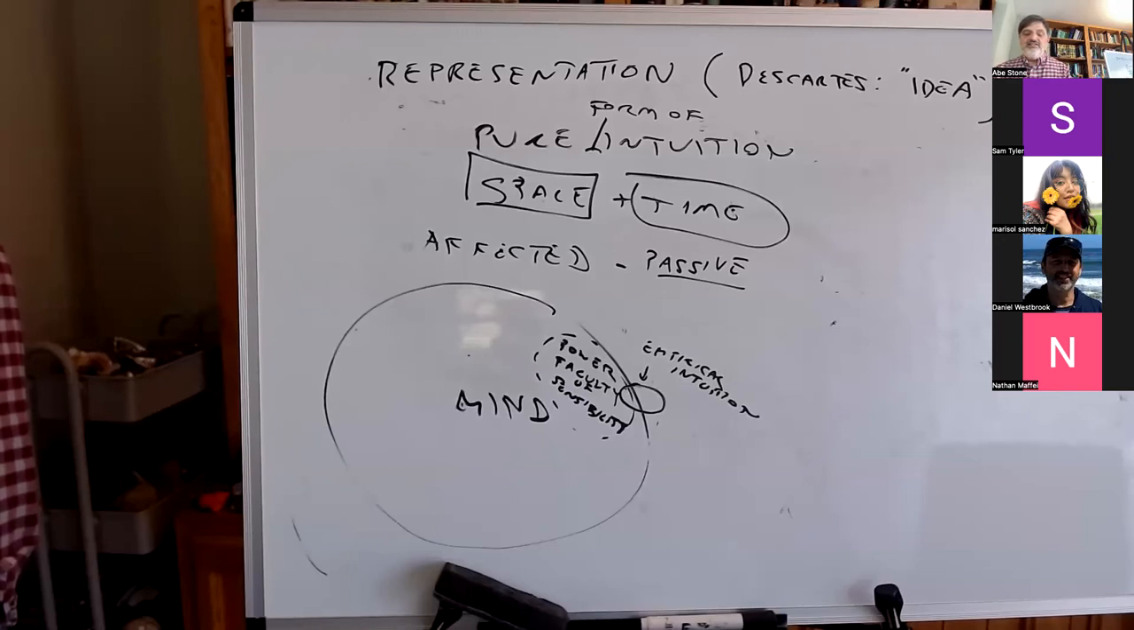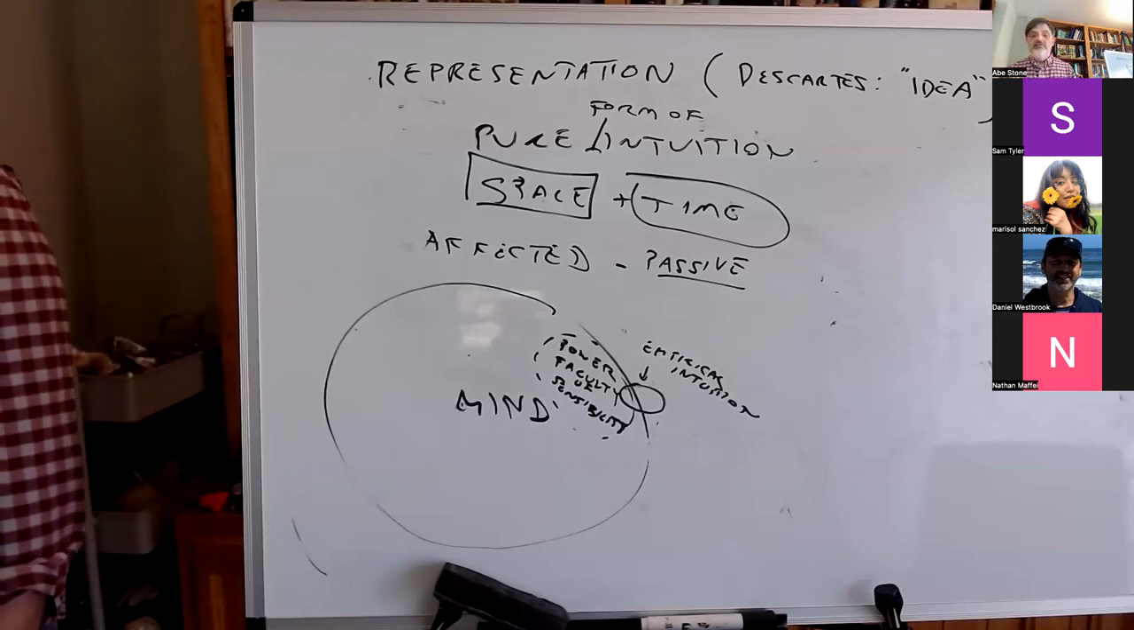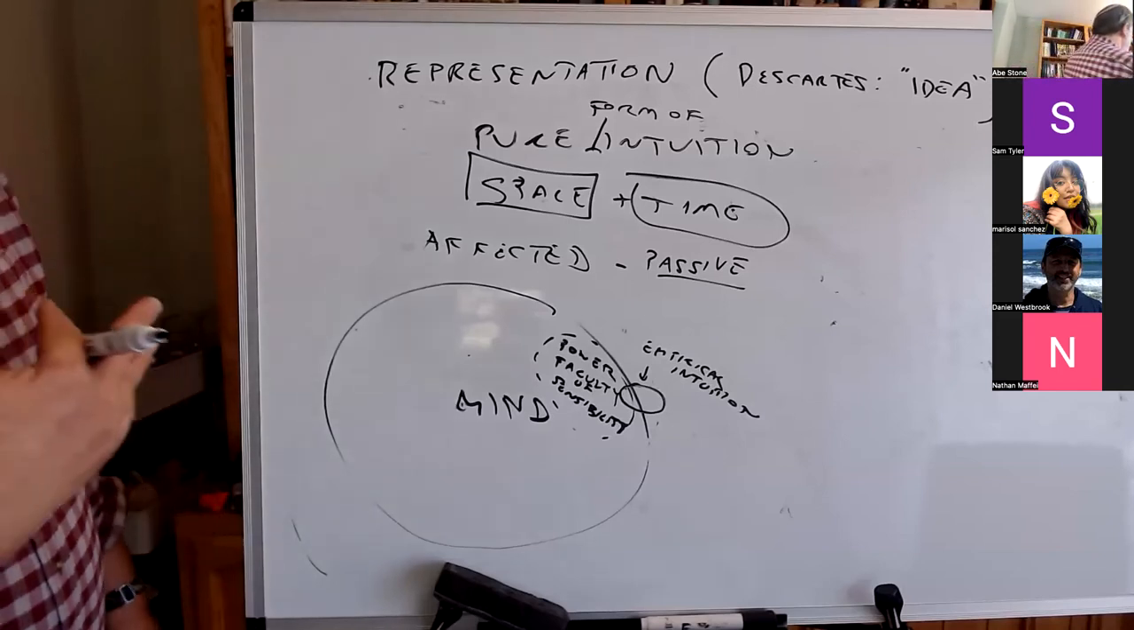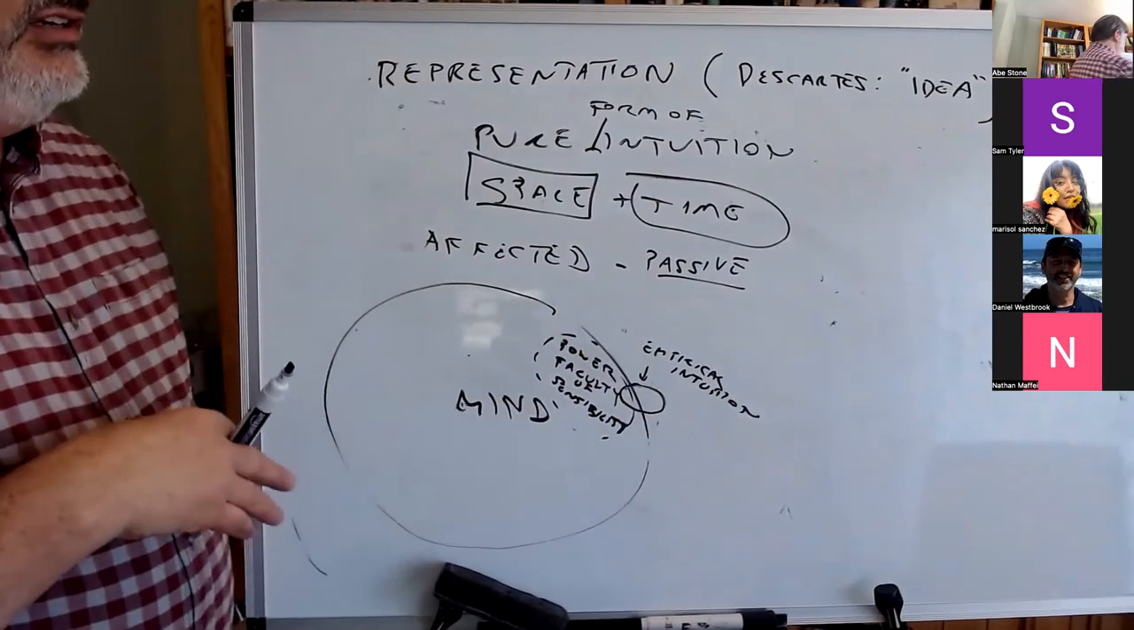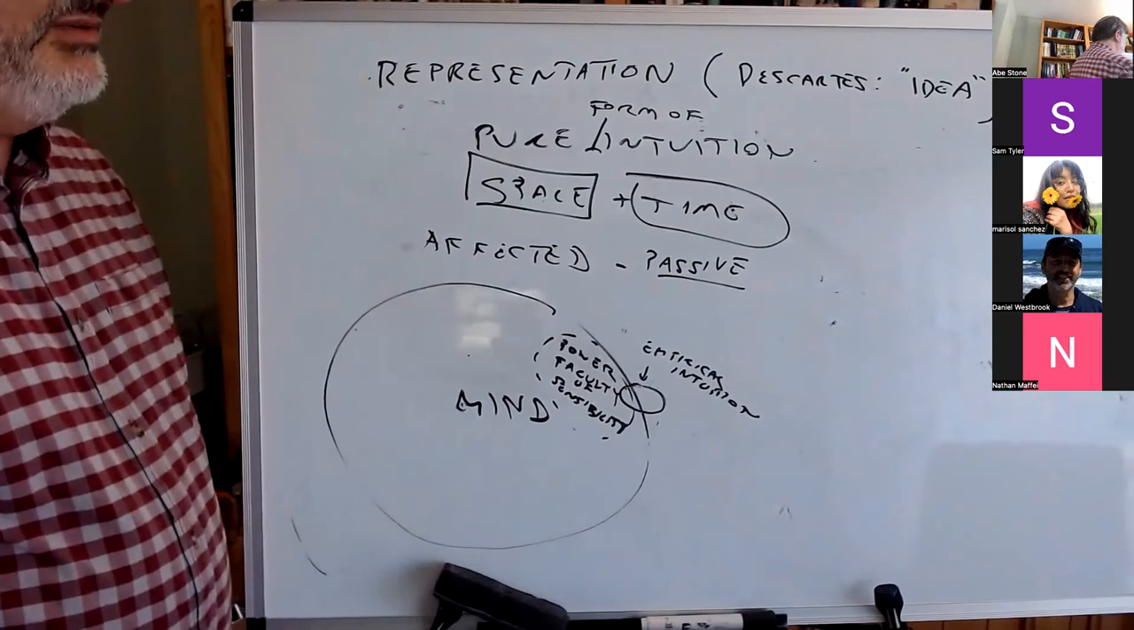It's not act as in active as opposed to passive. In Greek, it wouldn't even be the same word. It's act as in actual as opposed to potential. Right? This is an actual intuition. This is the power of sensible intuition. This is an actual sensible intuition.